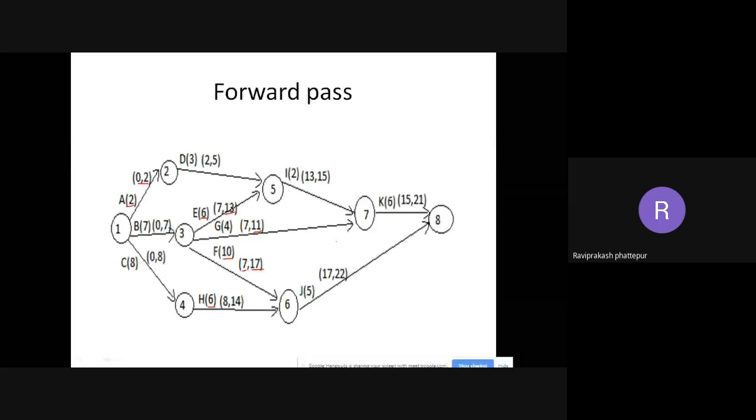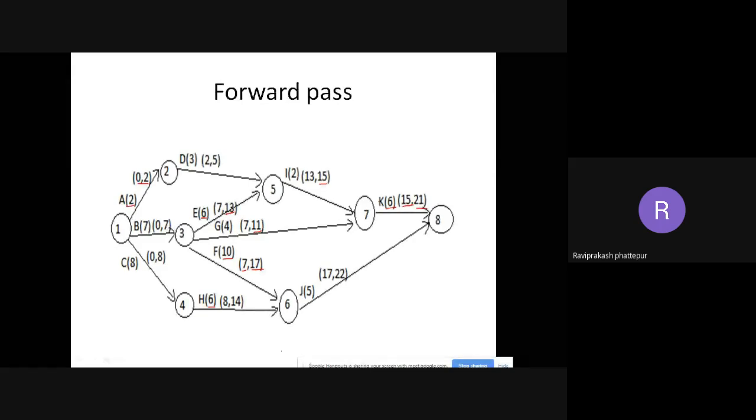Next, come to node 7. If you come to node 7, again there are two activities merging here. So it's a merge event again. Which is highest here? We need to take the highest, which is 15. On top, if you see, I is 15, that is the maximum. G finishes at 11, and I will finish at 15. So I have to take 15. So 15 plus 6 is equal to 21. So 21 is the ending duration here at K.